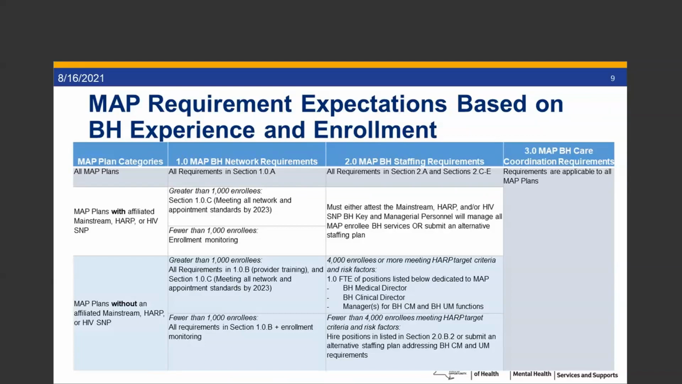So I think if you have less than those 4,000 enrollees, we are saying that we do want to see you can either meet those key staff expectations that I just went through, or you can submit an alternative staffing plan addressing the BHCM and UM requirements, what's listed in there, how your plan will meet that. And then for that last section, the BH care coordination requirements, those requirements are all applicable to all MAP plans. We don't differentiate between enrollment thresholds.